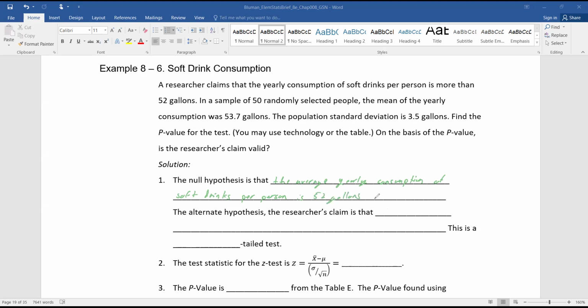And again, that looks like this right here. We're saying that the population mean is going to be equal to 52. Now, the alternative hypothesis is basically stating that the average daily consumption of soft drinks per person is more than 52, because we saw that it was 53.7.